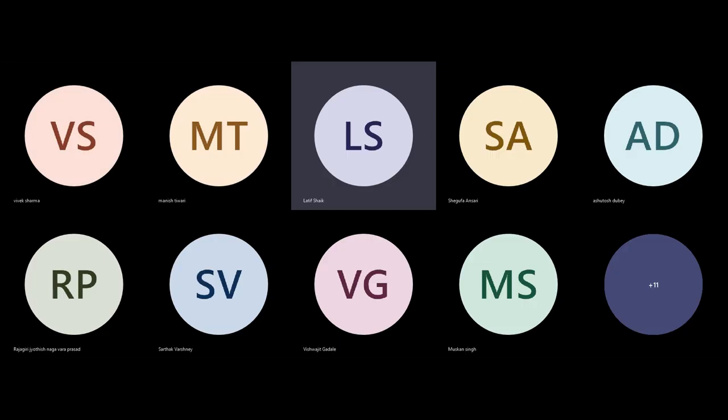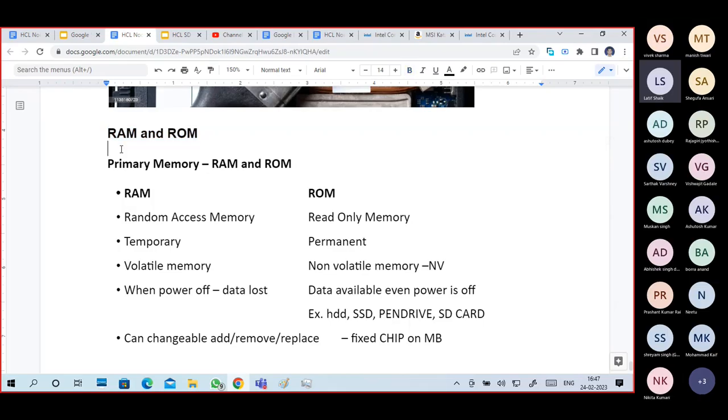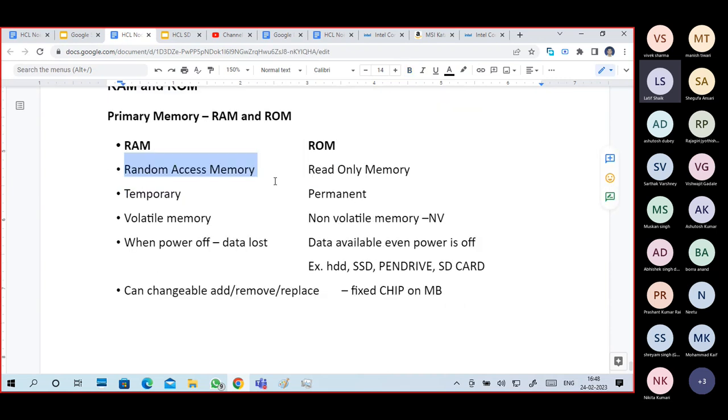RAM and ROM. Okay, so guys, there are two primary memories. First, we have done CPU, that is primary memory. In primary memory, we have RAM and ROM: random access memory and read only memory. RAM stores data temporarily. In ROM, data is permanent. Whatever the data in the ROM, it is permanent data.